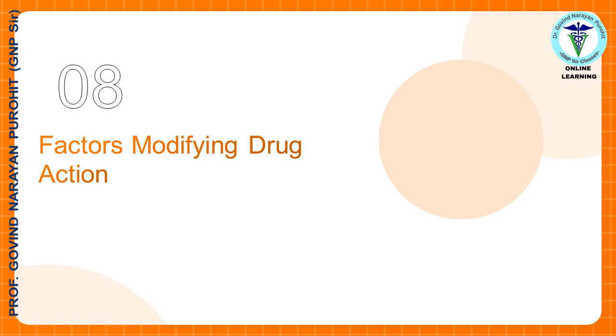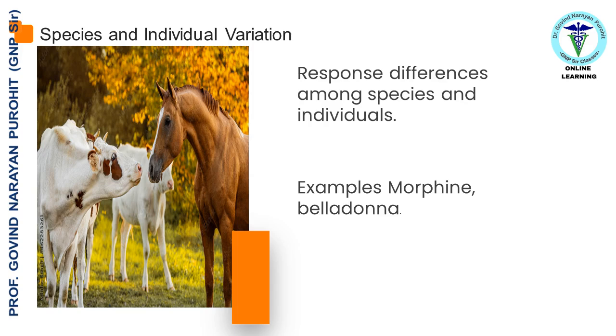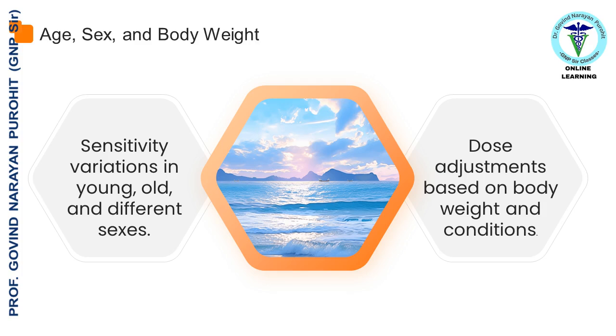A variety of factors, either singly or in combination, influence the magnitude of response observed following the administration of a drug. We will discuss them. Species variation. The response to a drug is not uniform among different species. For example, morphine produces CNS depression in men and dogs but excitation in cats. Rabbits can thrive on belladonna leaves which are too toxic to other species. The effect of a drug may vary with the age and sex of the animal and also the body weight.